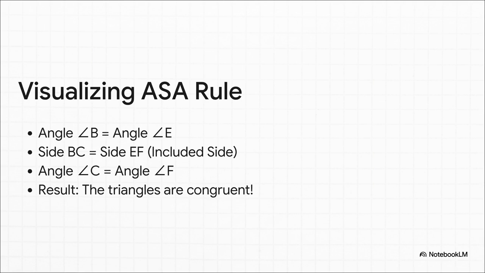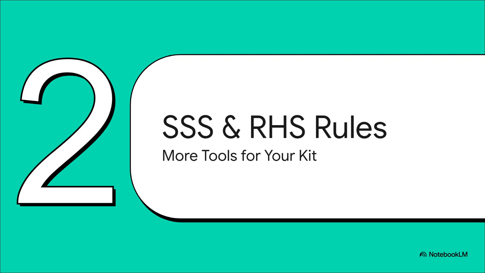So, if angle B is equal to angle E, and angle C is equal to angle F, you just have to check the side that's between them. Is side BC equal to side EF? If the answer is yes, then you've got it. Angle, side, angle. The triangles are congruent. Great job! You've already learned the 2 main rules.